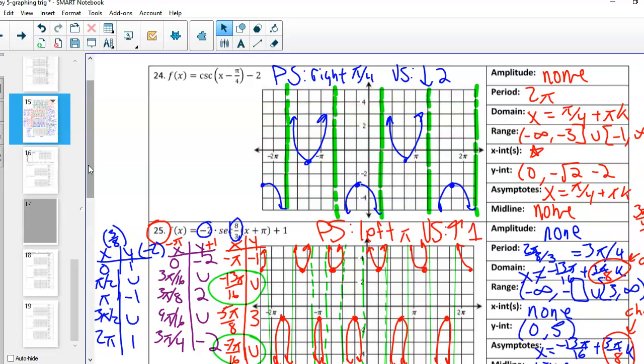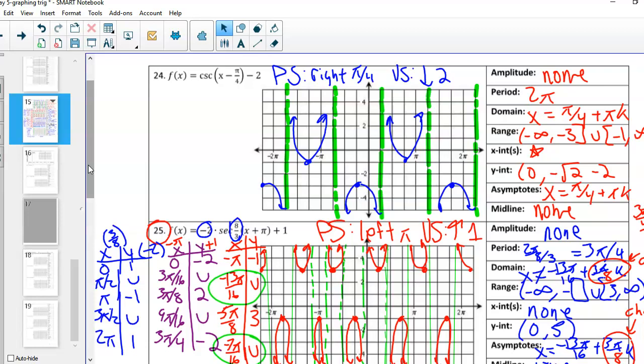The y-intercept, you have to put 0 in for x. You get cosecant of negative pi over 4, which is negative root 2, and then minus 2. So that's how we got that one, if you were curious.